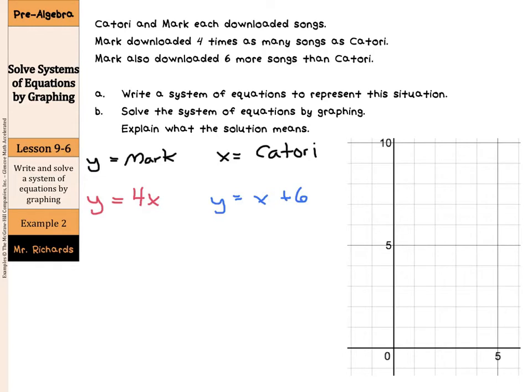Now, part B. Solve the system of equations by graphing. Explain what the solution means. Well, when we look at our y equals 4x, we have a slope of 4 and a y-intercept, well, that's 0. So we have a y-intercept of 0, and a slope of 4 means rise 4, run 1. So we will rise 1, 2, 3, 4 every time we run 1.